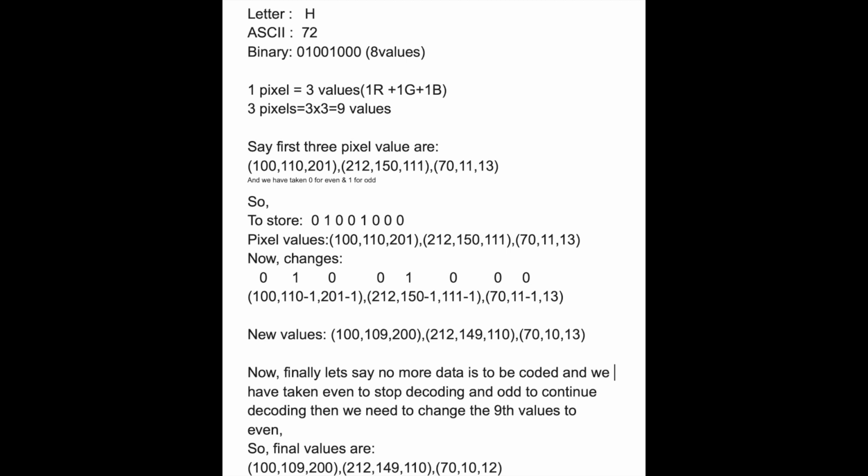Suppose you are the compiler and you're decoding the data from the image. How do you know that, okay, I'm done with the decoding process and I can give the output? For this, we're using the 9th value. Suppose the value of the 9th value is even. We say, okay, you're done with the program. And suppose it's odd, we'll tell the compiler to continue with the program. Again, this is arbitrary and we can do the opposite.